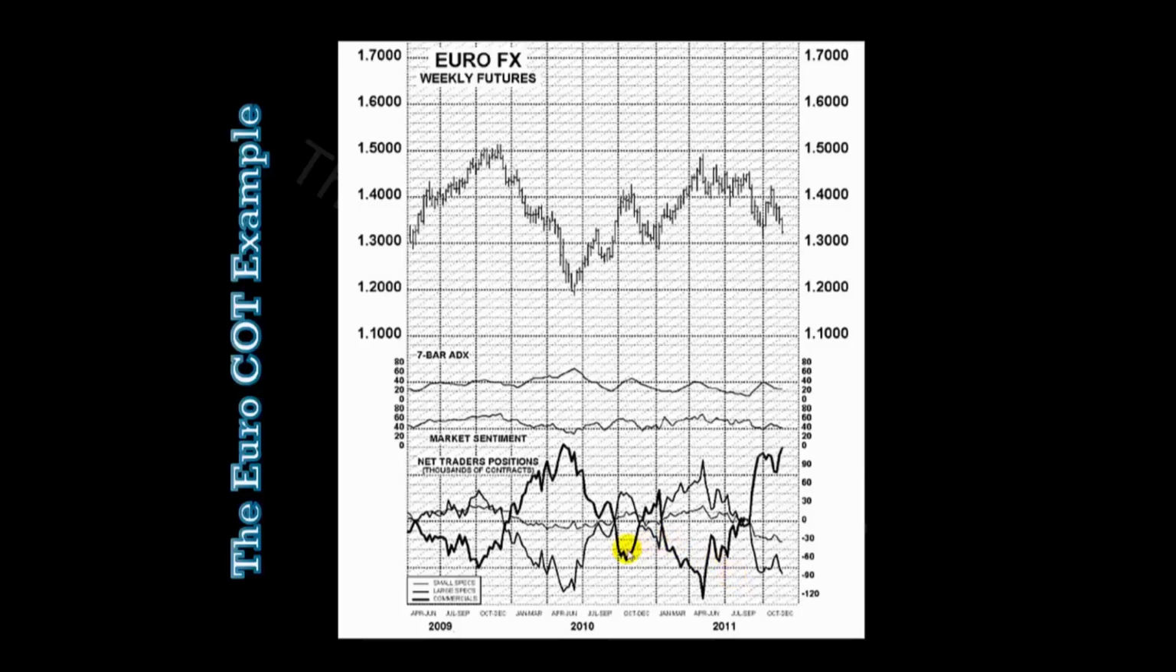So now looking at this example, like we were talking about earlier, we have a net long position by the commercials. Net long, hugely net long. And then eventually price starts to move higher.